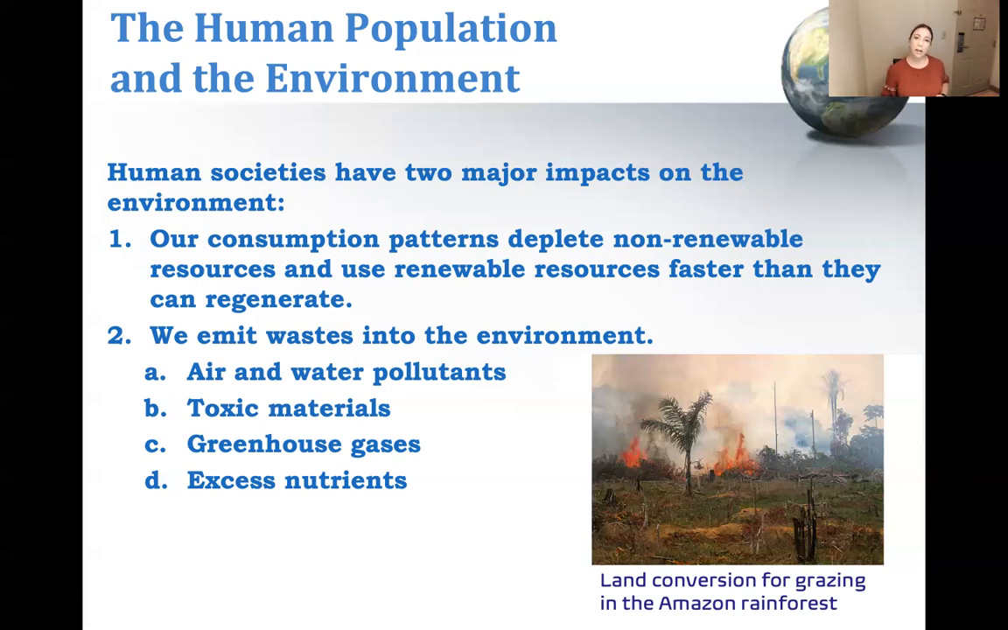But keep in mind, these people are very poor. How do you feed your family, right? If you had a choice of going in and burning down some of the forest so that you could feed your family, think about what choice you would make, right? So these are never black and white issues when it comes to resource use and environmental conservation.